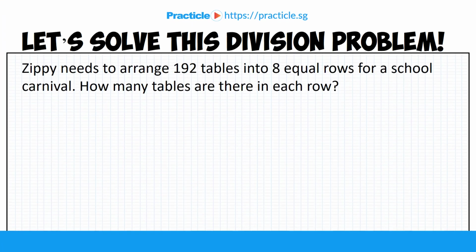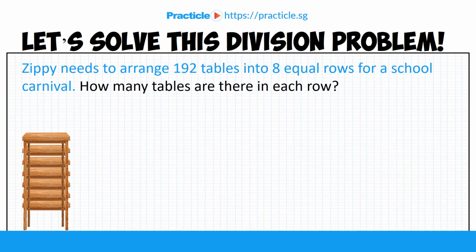with model drawing, alright? Now let's read this P3 math question together, okay? Zippy needs to arrange 192 tables into 8 equal rows for a school carnival. How many tables are there in each row? After reading this math problem, let's think about what we know, okay? We know how many tables Zippy had in all, correct?